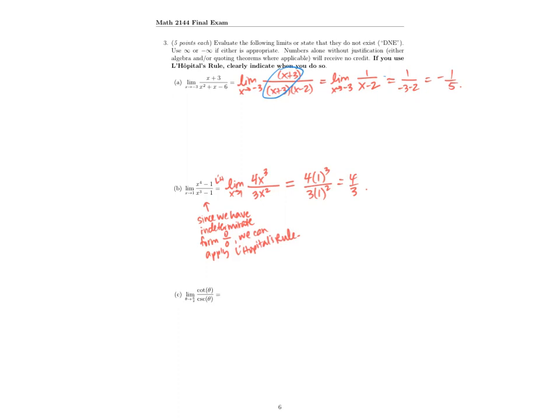Okay, so the next one says the limit as theta goes to pi over 2 of cotangent theta over cosecant theta. So first, I just need to write this out. Cotangent is cosine over sine, over 1 over sine. I just needed to write it out with cosines and sines to see if there were any issues. I know that sine of pi over 2 is equal to 1 and cosine of pi over 2 is equal to 0.